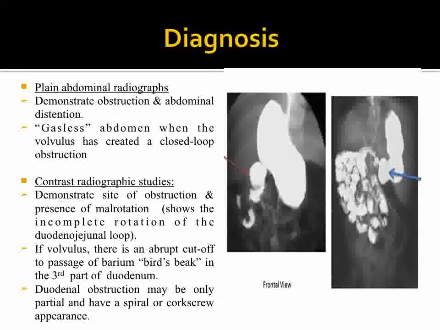If there is volvulus, there will be an abrupt cutoff to the passage of the barium, called a bird's beak, in the third part of the duodenum. The duodenal obstruction may be only partial and have a spiral or corkscrew appearance. Partial obstruction of the duodenum may present a corkscrew appearance.